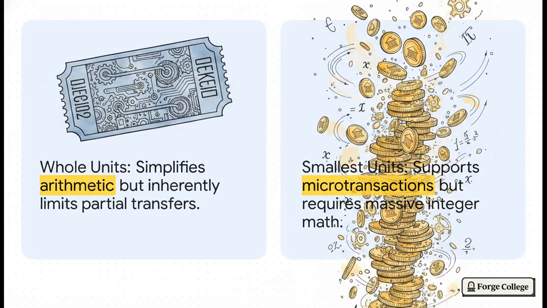If you choose whole units, like say one whole concert ticket, it vastly simplifies your user interface arithmetic, but it inherently limits partial or fractional transfers later on. On the flip side, measuring in the smallest possible units, think Wei in Ethereum, brilliantly supports tiny microtransactions and fractional ownership. The catch? Well, it requires your client side to handle massive blockchain integer math, so your UI balances don't end up looking like international phone numbers.